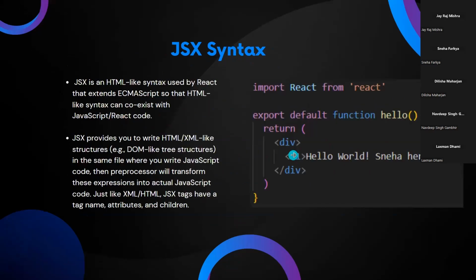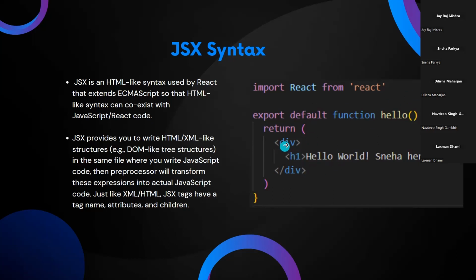Moving ahead. So I talked about JSX syntax, and here we are. JSX is an HTML-like syntax. Why do we use JSX here? We need to use HTML tags in our React application. And React is what? It is a JavaScript library, right? So we need to use HTML in JavaScript. And therefore, we have a JSX syntax, which allows you to write HTML inside your JavaScript.